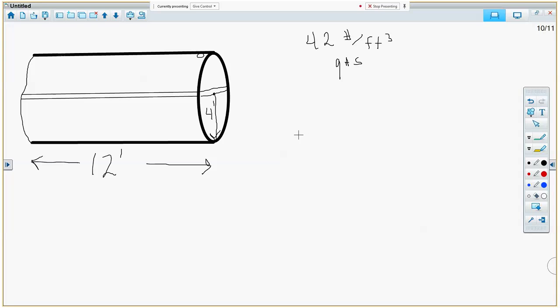You're going to have to use the Pythagorean theorem here because of this related rate.